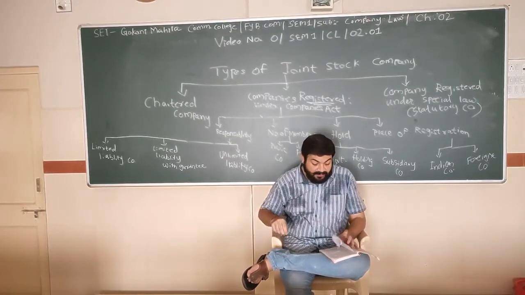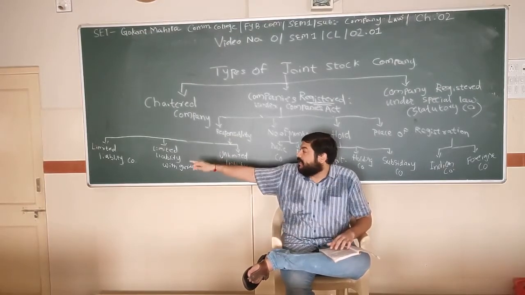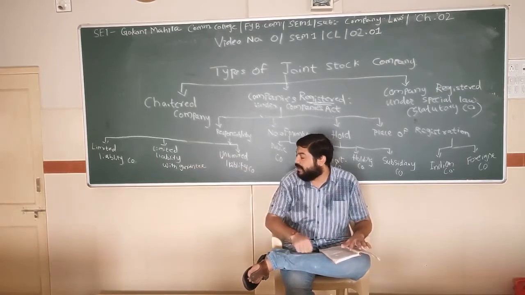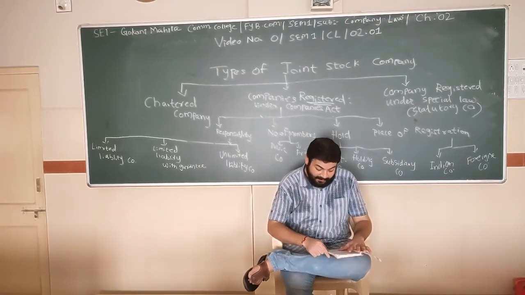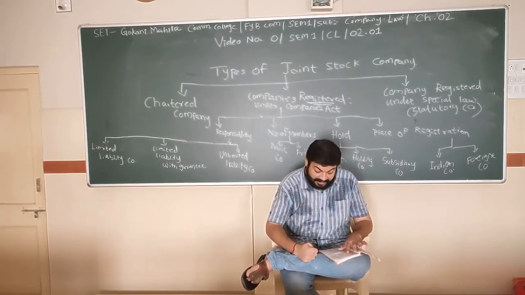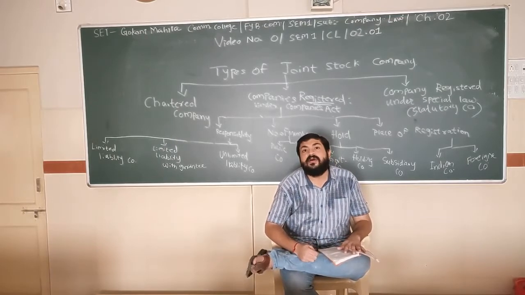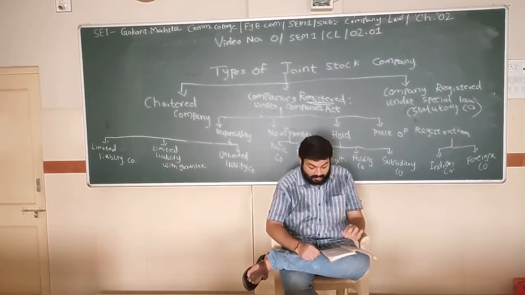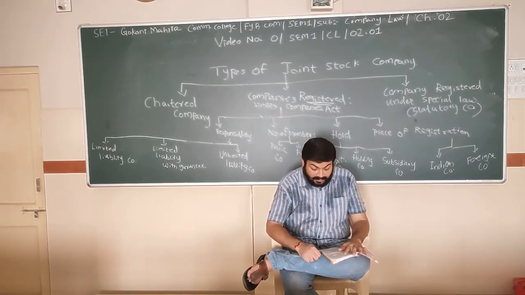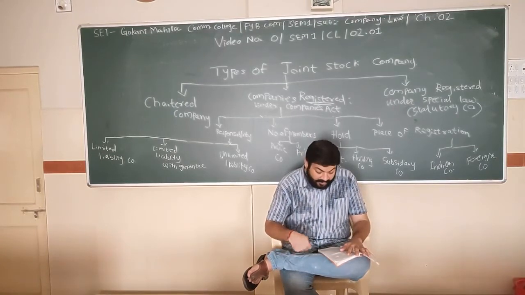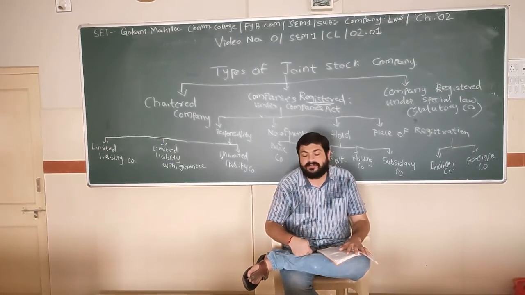So number one is company limited by shares. That is a limited liability company. The liability of the company's members is limited to the amount of shares purchased by them. Whatever amount of shares they have purchased, that is the only liability they have. Such a company is known as company limited by shares. After the shares are fully paid, there is no responsibility on the members.